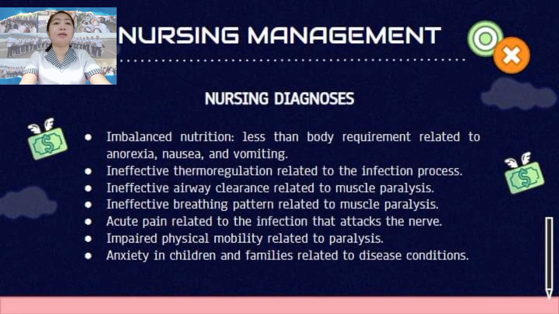And for the nursing management, part of the nursing diagnosis: imbalanced nutrition less than body requirement related to anorexia, vomiting, and nausea; ineffective thermoregulation related to the infection process; ineffective airway clearance related to muscle paralysis; ineffective breathing pattern related to muscle paralysis; acute pain related to the infection that attacks the nerve; impaired physical mobility related to paralysis; and also anxiety in children and families related to disease conditions.